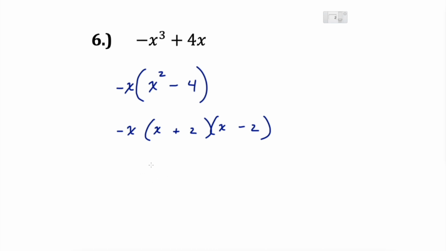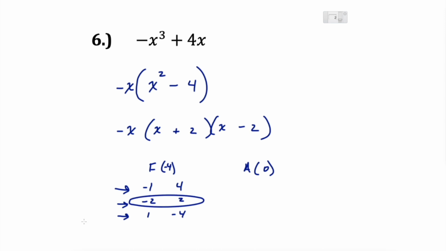And remember, the factors of negative 4 here are negative 1 and 4, negative 2 and 2, and positive 1 and negative 4. But we need them to add to get 0. So the first and last don't work. Only the second one, a negative 2 and a plus 2, gives me 0. So it's the difference of two perfect squares. This is correct.